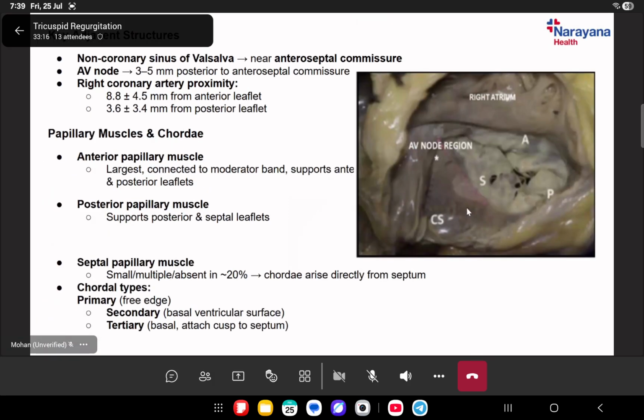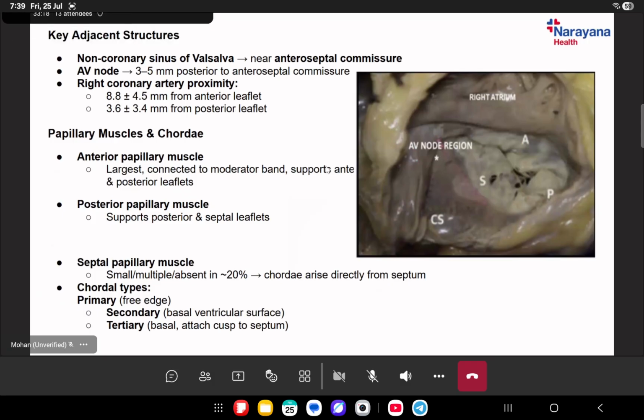So the key adjacent structures around it: we already saw them. The non-coronary sinus of Valsalva will be in this area near the anteroseptal commissure, and the AV node is in the triangle of Koch, with the coronary sinus, septal area of the tricuspid valve, and then the tendon of Todaro, the apex reaching near this area where the penetrating bundle and AV node exist. This is 3.5 mm posterior to the anteroseptal junction.